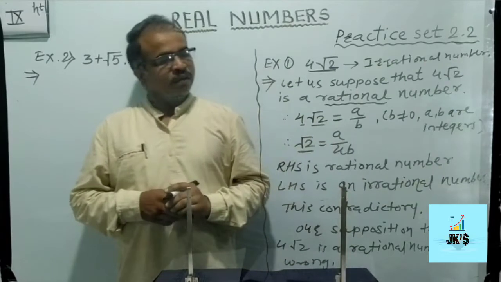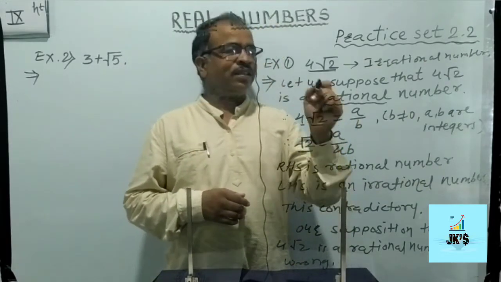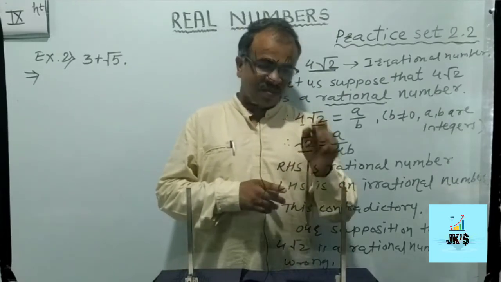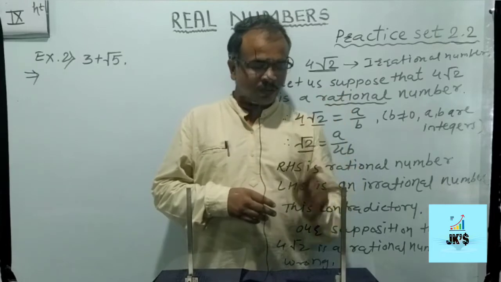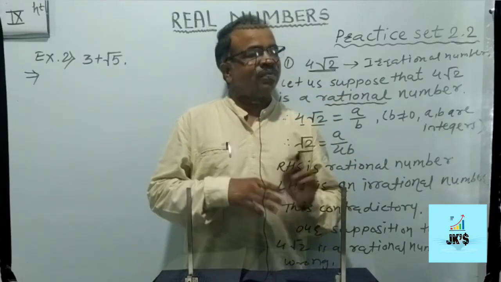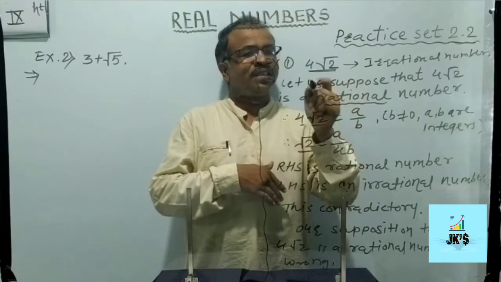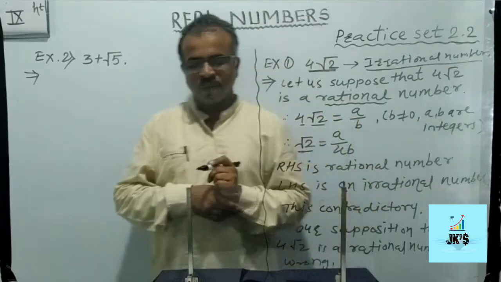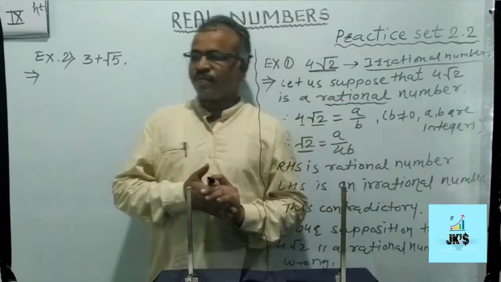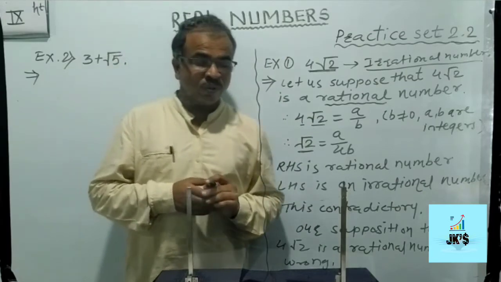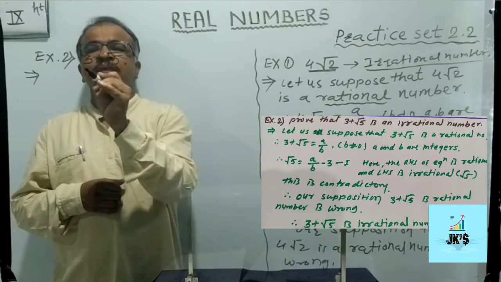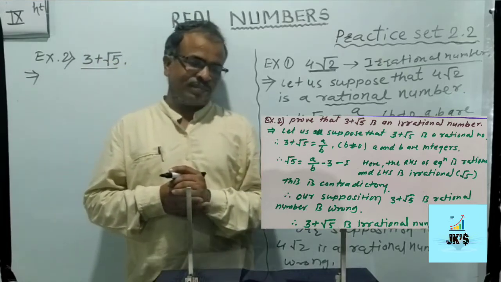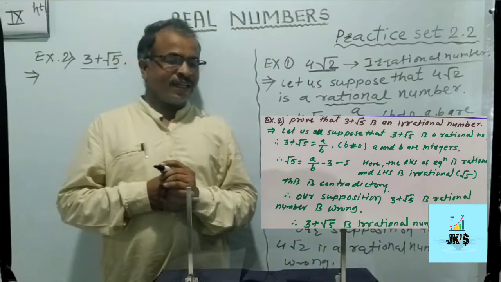We had considered it is rational, but from this statement it is clear that our supposition is wrong. If it is wrong, then what is correct? 4 root 2 is an irrational number. It is proved. The same, example second: prove that 3 root 5 is an irrational number.